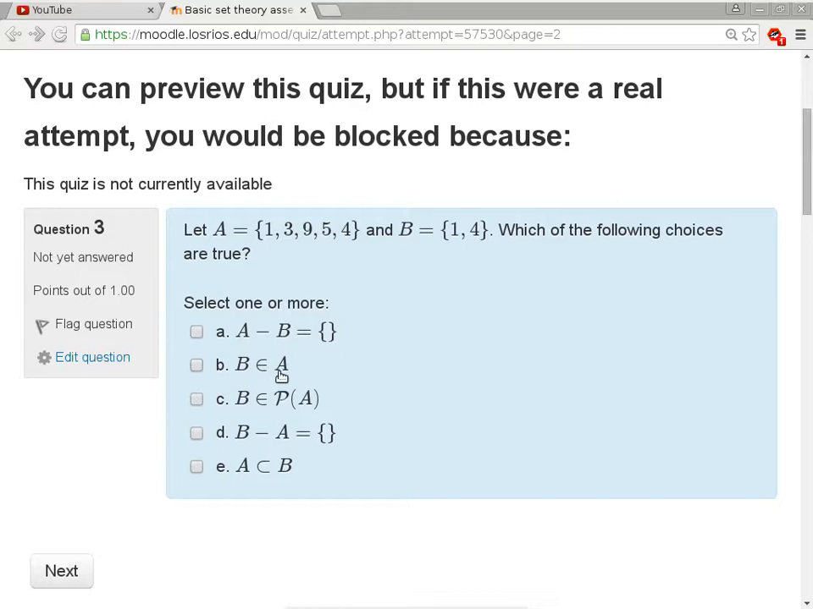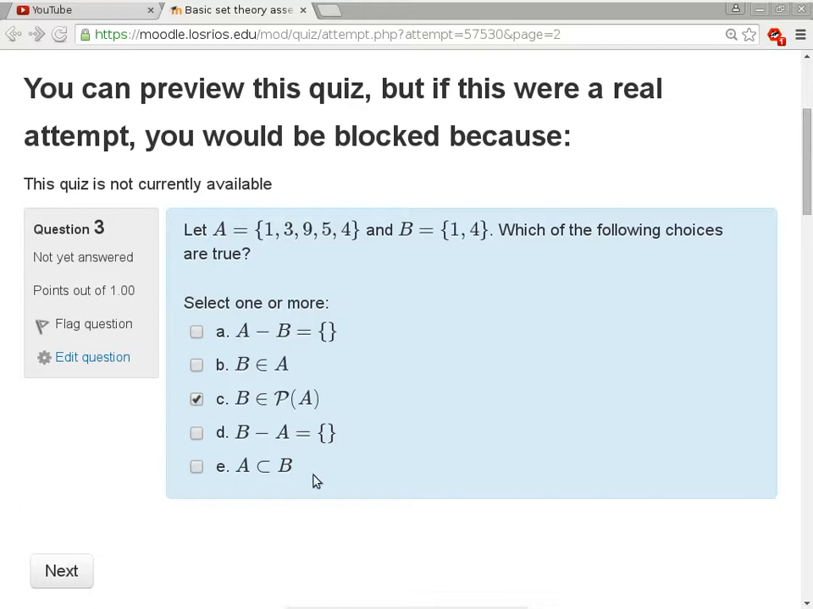B is an element of A. No, it is not true. In order for B to be an element of A, the entire set B has to be an element of A, which is not the case here. Okay, so B is an element of A is not true. Okay, C is B is an element of the power set of A. That is true.